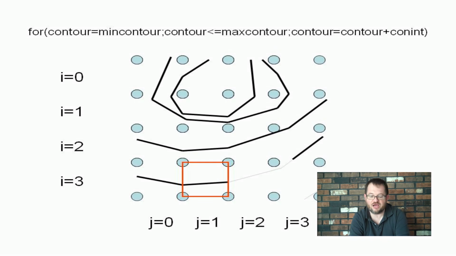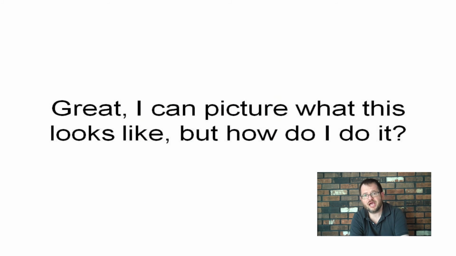By the time you get all the way down to row I equals 3, column J equals 3 in this case here. Of course, in your case, it's going to be going all the way to row I equals num rows minus 1, and up to column J equals num cols minus 1. Woo! And it makes a contour plot. Great. I can picture this. But how do I actually do it?